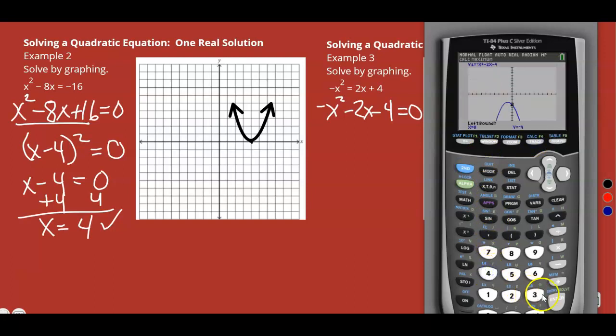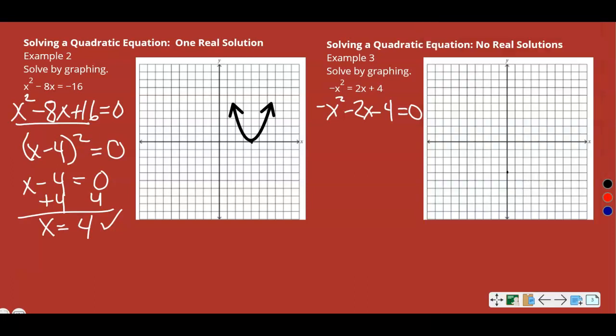Maximum is number 4. Remember, again, I have to do left bound, so I have to go to the left side of it first. So what it's doing is looking for that highest or maximum value. So I have to go to the other side of the highest point and hit enter. And then it's going to say the maximum is at pretty much negative 1, negative 3. So negative 1, negative 3.